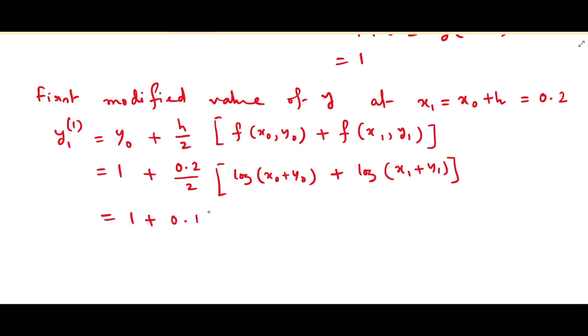Then 0.1. First, x naught is 0 and y naught is 1, so it's log 1, and then log of x1 plus y1. Our x1 is 0.2 and y1 we have got as 1, so it is log of 1.2.